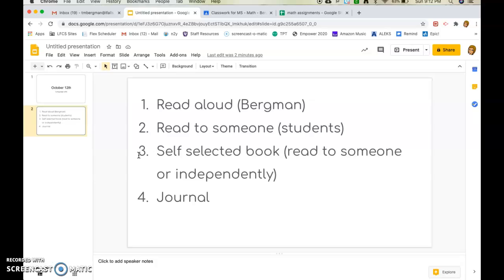Following that, we are going to do a little journal entry together. I have a couple different templates for you, just to get your mind thinking in the right direction and making sure we're using complete sentences while we are journaling.